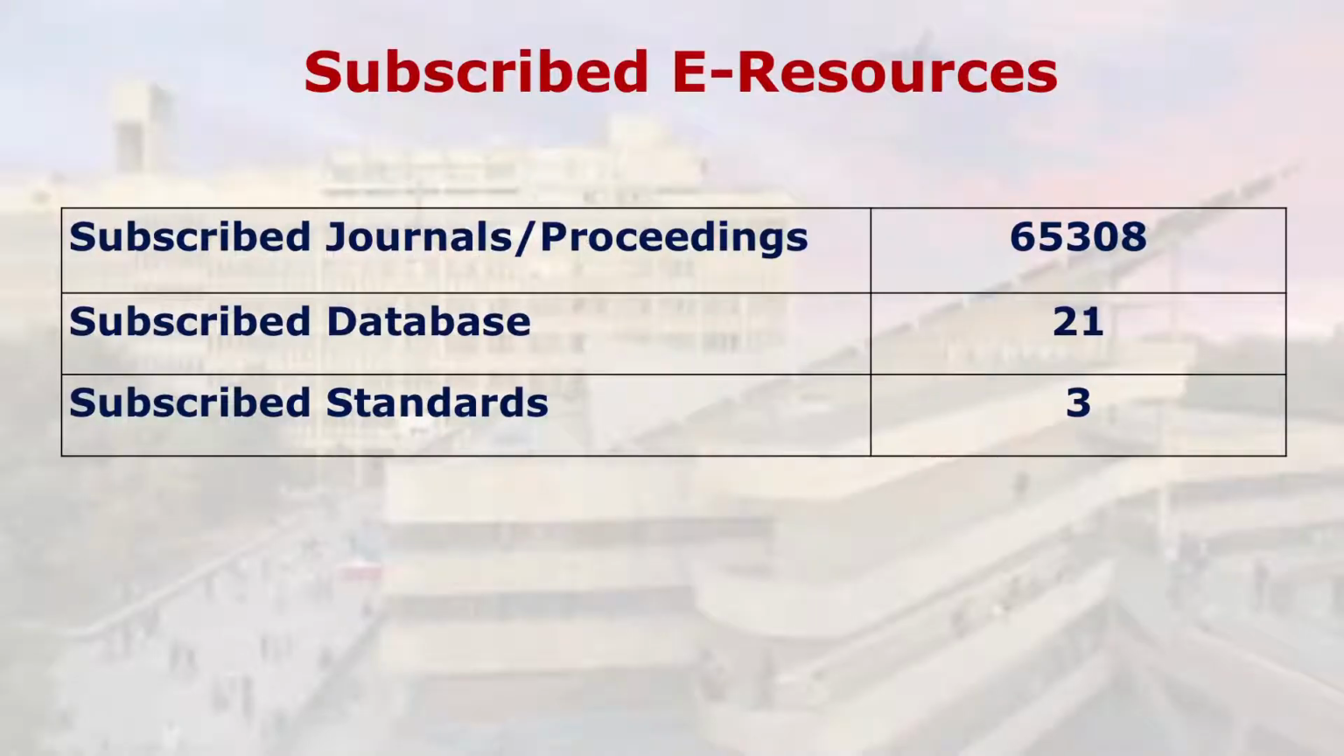At postgraduate and PhD level, you will be using electronic resources like databases and e-journals frequently for your study and research as compared to UG students. Central Library-IIT Delhi has a good collection of electronic resources. We have more than 65,000 subscribed electronic journals and proceedings. Most of them are in full text. Apart from this, the library also subscribes to 21 databases and 3 standards.